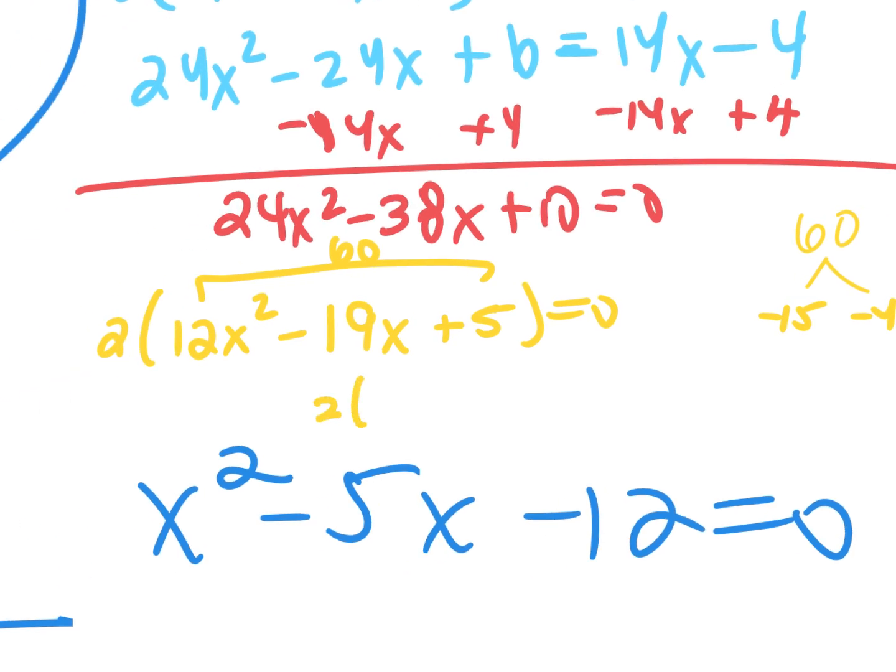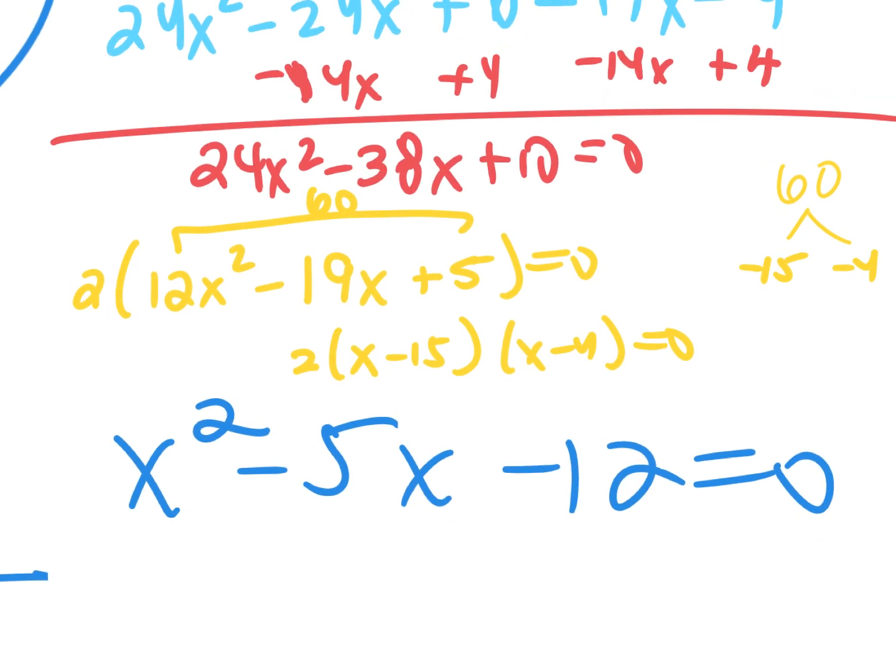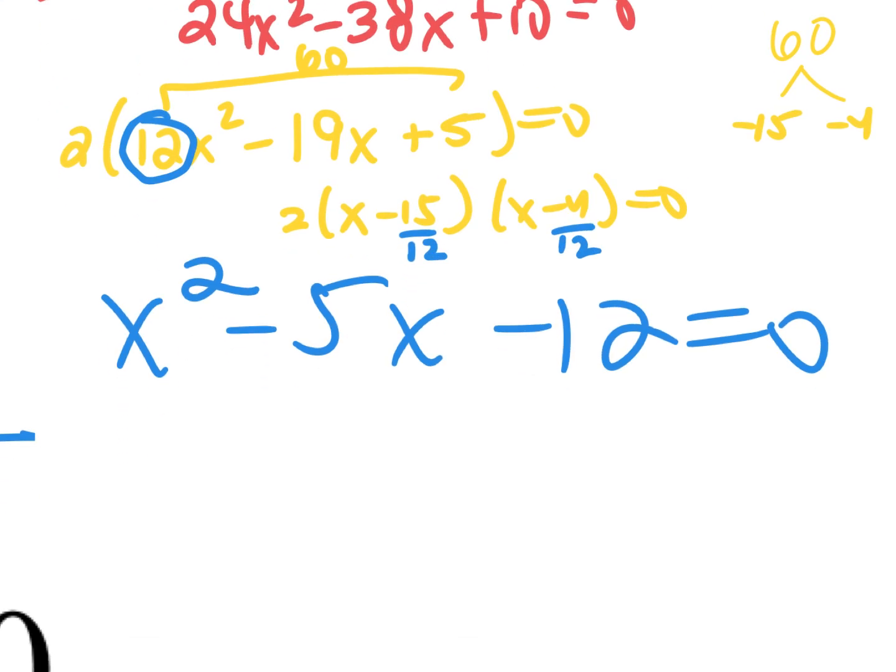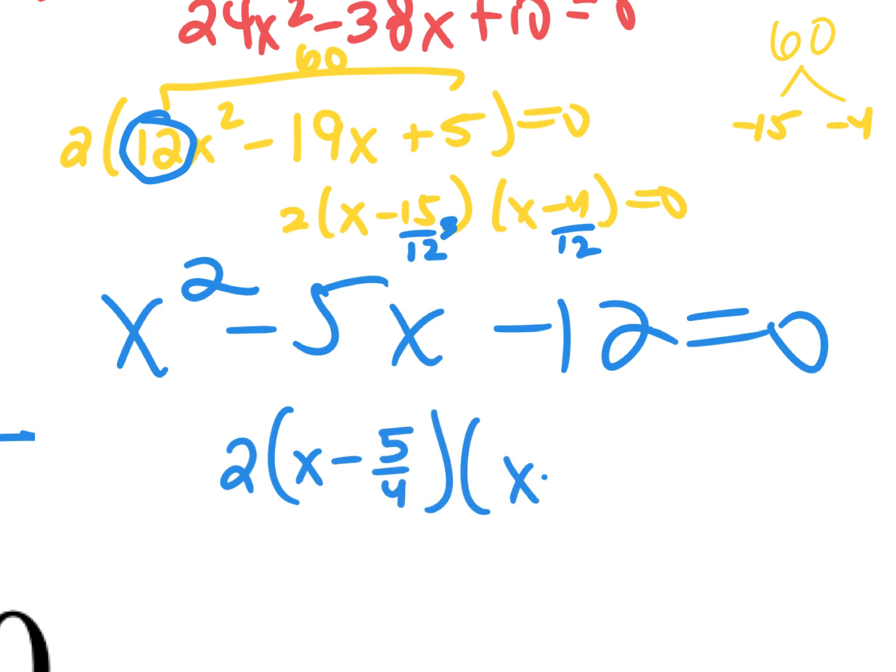So you have your 2 out here. Do you like to do it my shortcut way or the grouping way? Okay. So you have x minus 15 and x minus 4. And then I have to divide both of my terms by what? No. What's your a term here? By 12, yeah. So your 2 is still hanging out here out in front. So what can I simplify here with 15 and 12? They both are divisible by 3, right? So x minus 5 over 4. And then this becomes x minus 1 over 3 equal to 0.